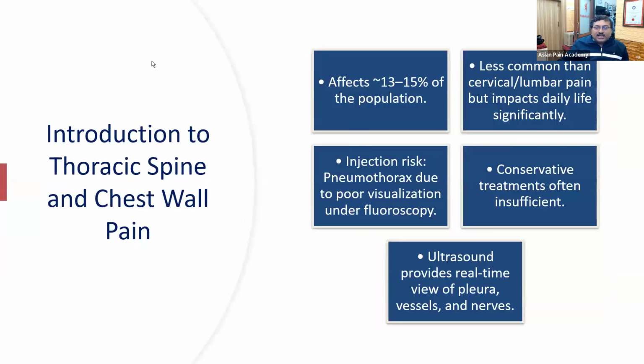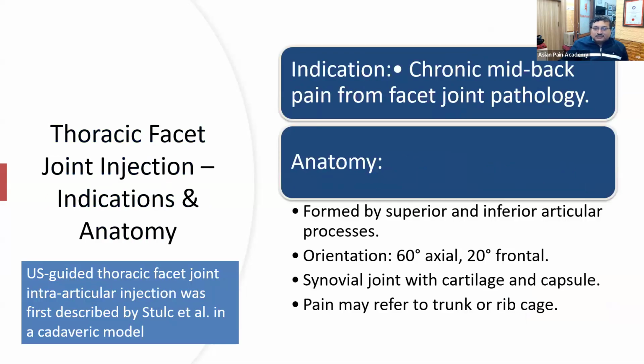Now coming to a little bit of the epidemiology, thoracic facet pain affects 13 to 15% of the population. It is less common than cervical or lumbar pain, but impacts daily life significantly. And the significant injection risk is pneumothorax due to the poor visualization under fluoroscopy. Conservative treatment sometimes can be insufficient, and ultrasound provides a real-time view of the pleura, vessels, and the nerves. So that is the advantage of the ultrasound.